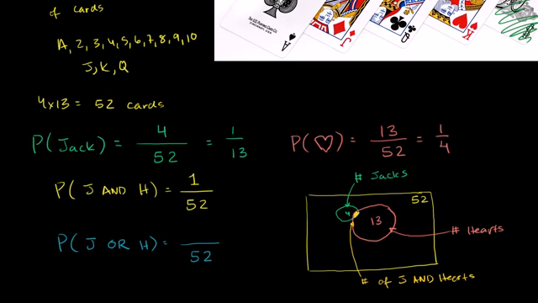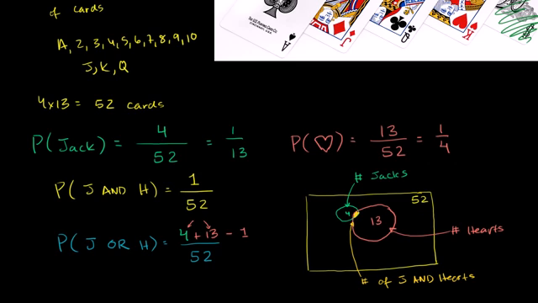Because if you did 4 plus 13, what are we saying? We're saying that there are 4 jacks, and we are saying that there are 13 hearts. But in both cases, we are counting the jack of hearts. We're putting the jack of hearts here, and we're putting the jack of hearts here. So we're counting the jack of hearts twice, even though there's only one card there. So you would have to subtract out where they're common. You would have to subtract out the item that is both a jack and a heart. So you would subtract out a 1.